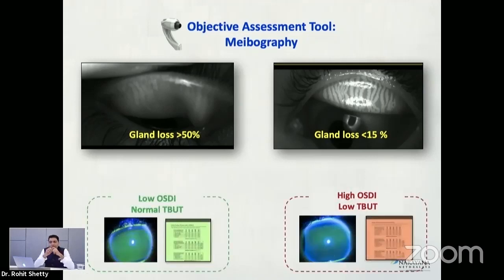This is what makes today's practice extremely confusing as far as dry eye is concerned, because the gland loss of 50% does not make him have a high OSDI, or a very low TBUT. It's completely opposite. That means, even though I'm just playing devil's advocate here, even though there are different types of gland losses, it is just not the gland loss which makes a patient have symptoms or no symptoms. There are multiple other factors, which I'm going to go through as we go further.